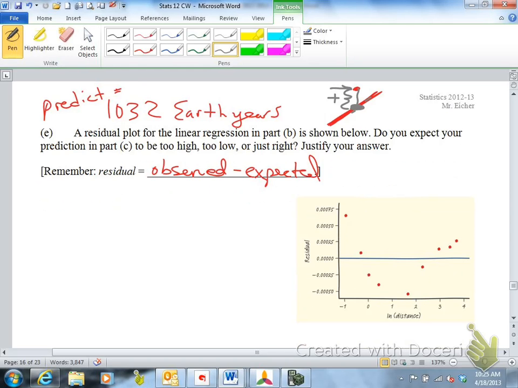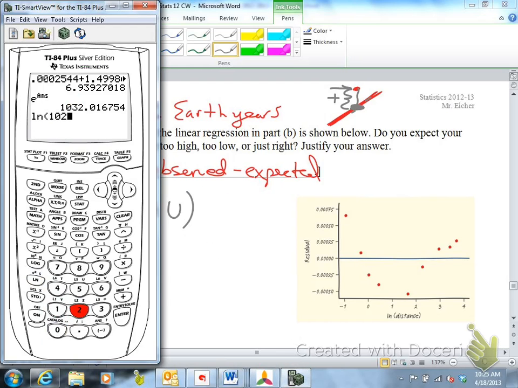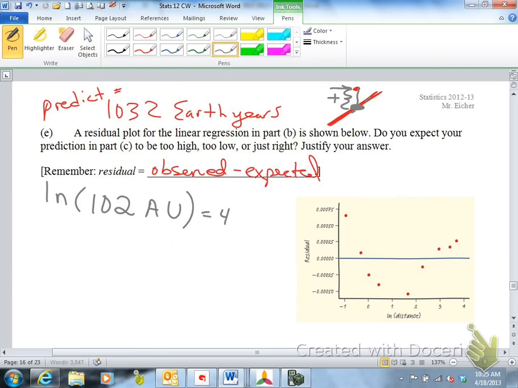So we were given 102 astronomical units. ln of 102 is what? So we're looking at over here somewhere at 4.62. So notice these points are all above the line. And it looks like with this pattern that our point's probably going to be up here somewhere too. So all those points around 4, if the line is here and the points are there, then our estimate would under-predict the actual Earth years.